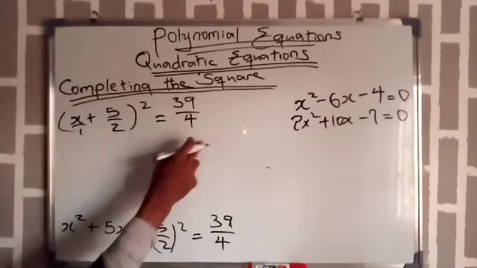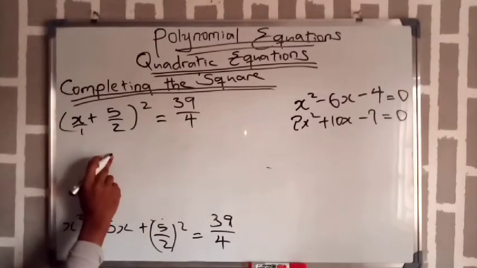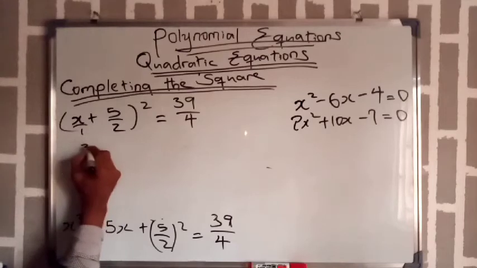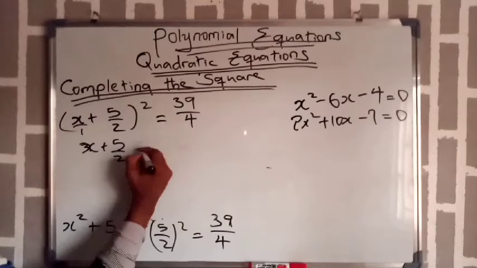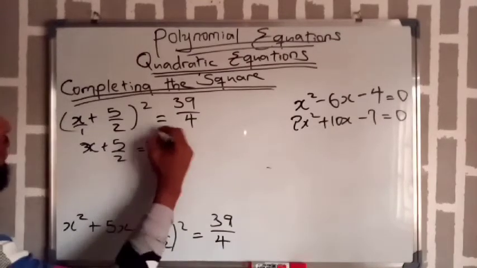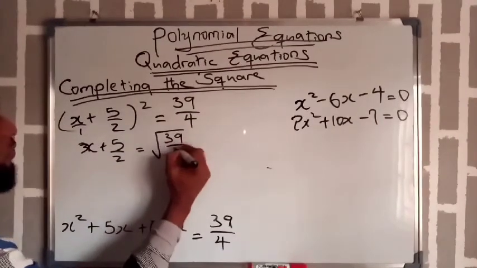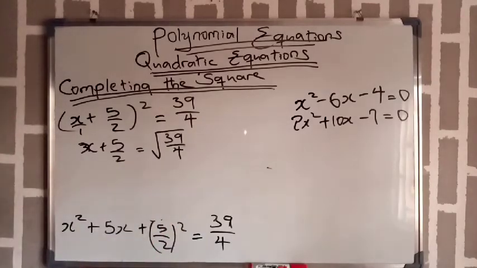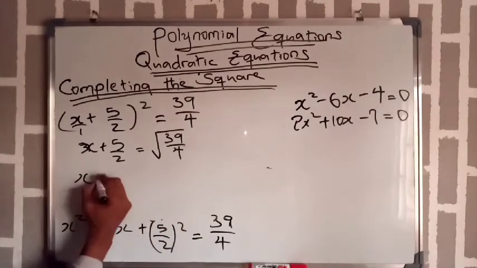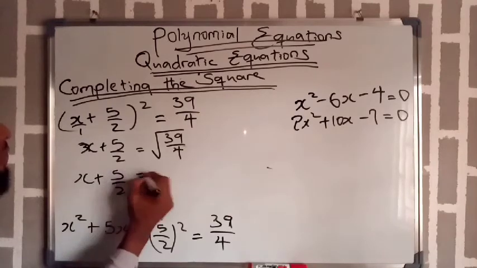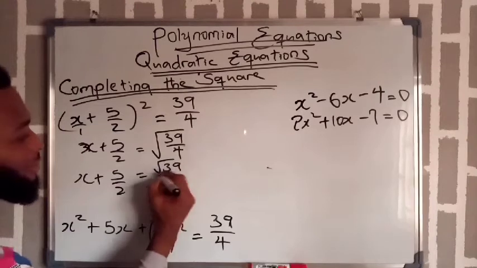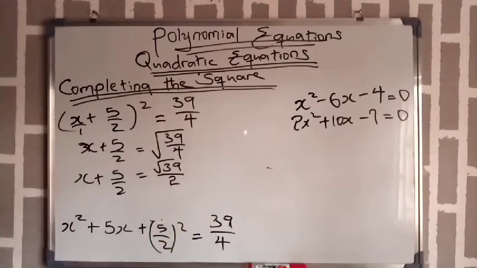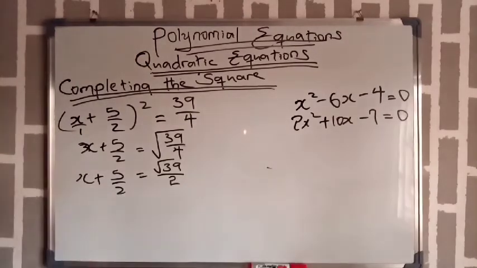So now you bring the square to this side. Okay, so now it becomes x plus 5 over 2 equals square root of 39 over 4. So this is x plus 5 over 2. This will give us a decimal, so let me say root 39 over 2. You should know how to simplify things when you see a root.